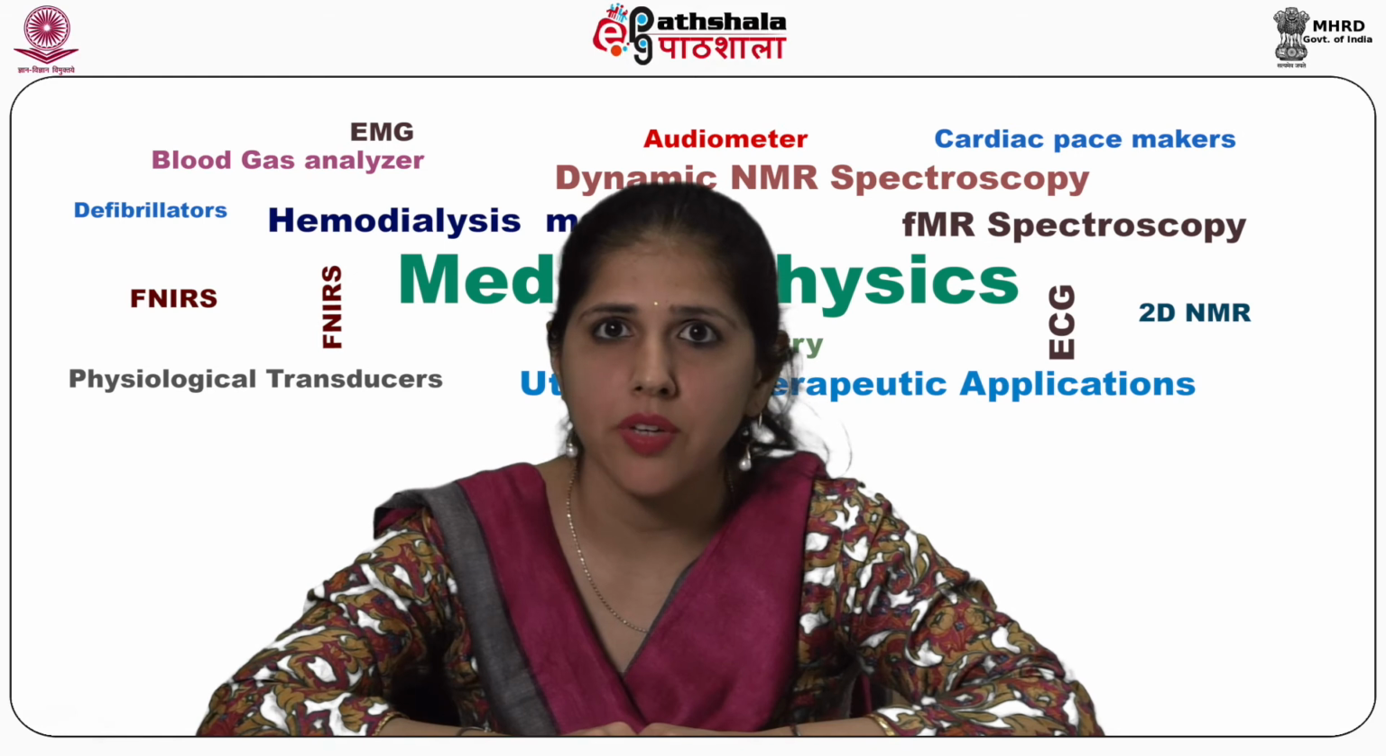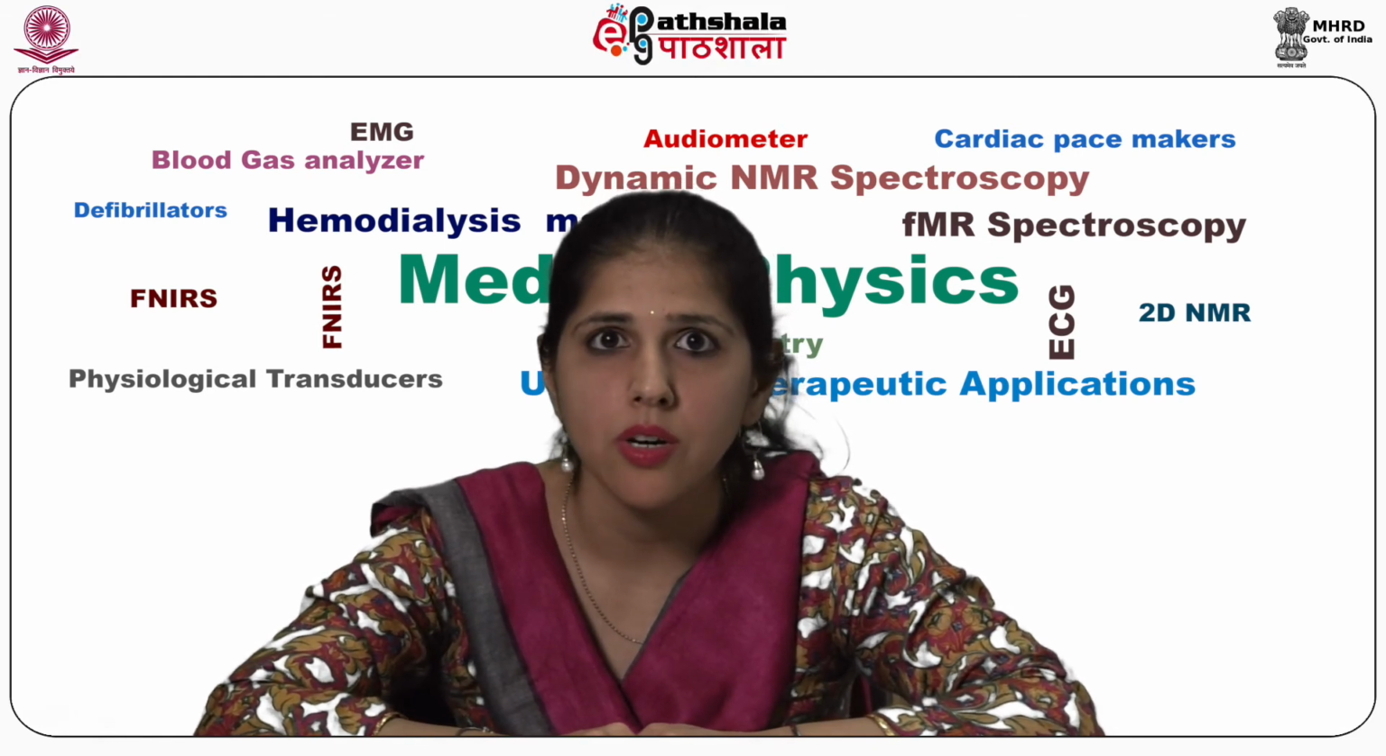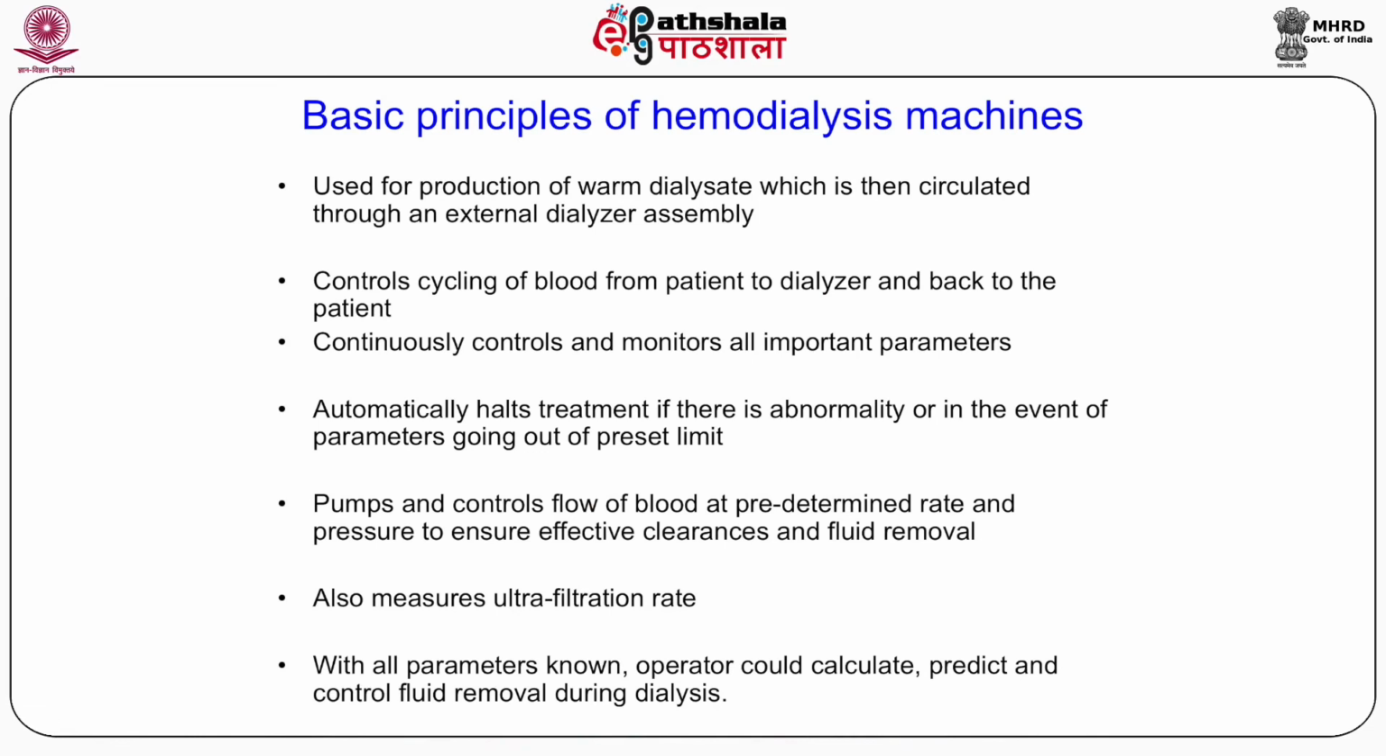So, the basic principles of hemodialysis machines that we will be discussing now are, number one, that we use a warm dialysate solution. Number two, you have to control the cycling of blood from the patient to the dialyzer, which is where the exchange process will occur, and finally back to the patient. Third, you have to control important parameters like temperature, flow, and pressure while doing this process. Then you have to detect any abnormality that happens during this process. For example, if there is air present in the blood, you need to immediately stop the process of hemodialysis.